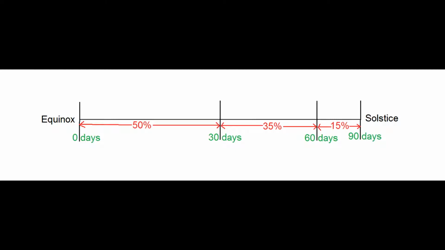The 50-35-15 rule says that 30 days out from either equinox, the sun's amplitude will be at approximately 50% of its maximum for any given latitude. An additional 30 days out from either equinox, that is 60 days out, the sun's amplitude will be at 85%, which is an additional 35%, of its maximum for that latitude. Finally, after 90 days, on either solstice, the sun's amplitude is at its maximum for that latitude.